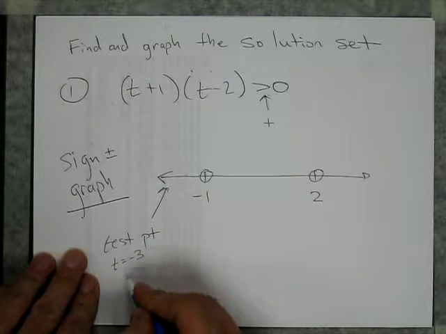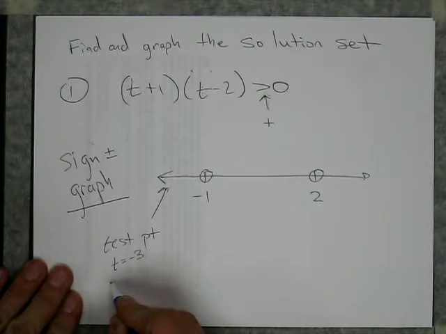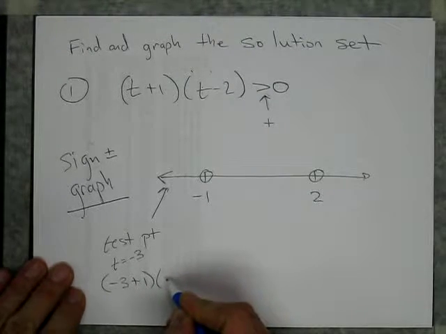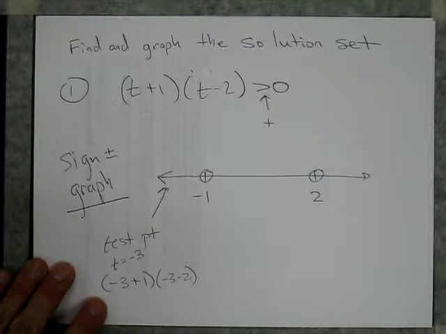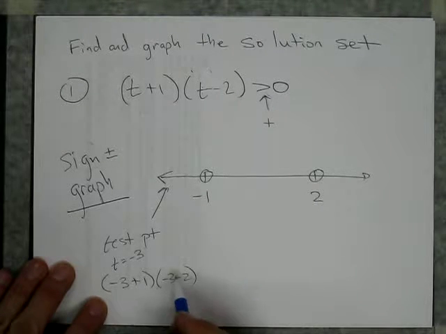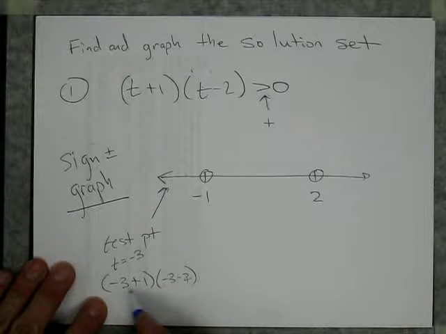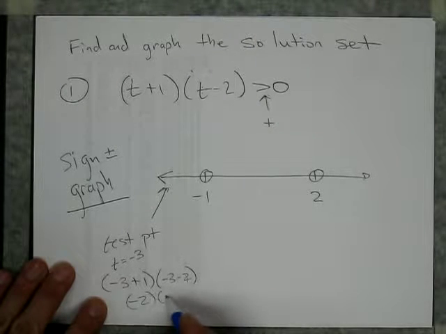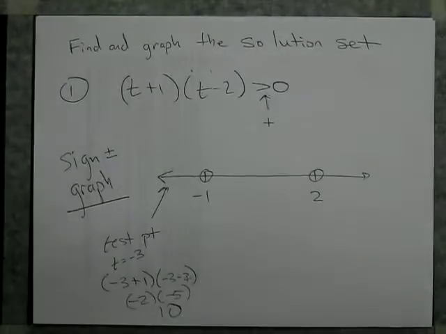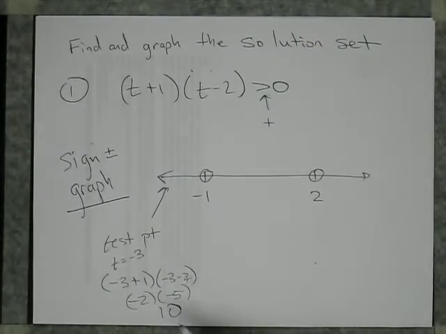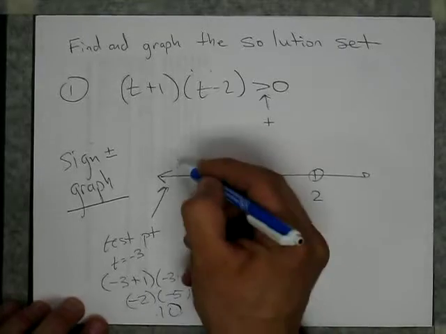When you plug in a -3, I'll do it down here, you would get (-3 + 1)(-3 - 2). And then you're going to be curious, what are you going to get back out? Well, you would get a -2 times a -5, and you get out a +10. The key is that you get out a positive number. So that's all we're really worried about.